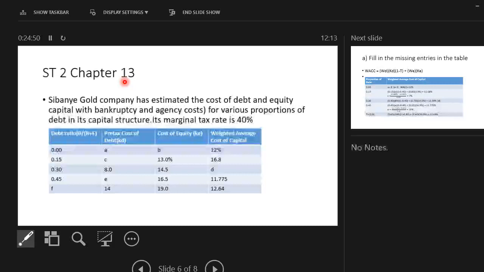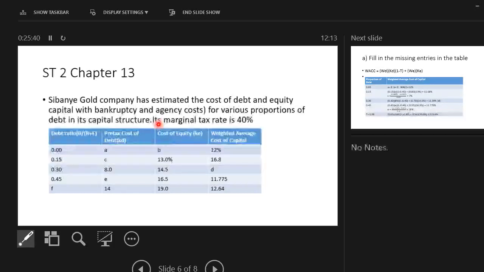Remember, it's October, November 2018, so you don't have to worry much because the question is already here on the board. It tells us that Sibanye Gold Mine Company has estimated the cost of debt and equity capital with bankruptcy and agency costs for various proportions of debt in its capital structure. This part of the question was not there in the exam paper, it was missing totally. It was supposed to be there. You see how confusing it can be. Sometimes they bring it as an errata to say, make sure that you know that the marginal tax rate is 40%.